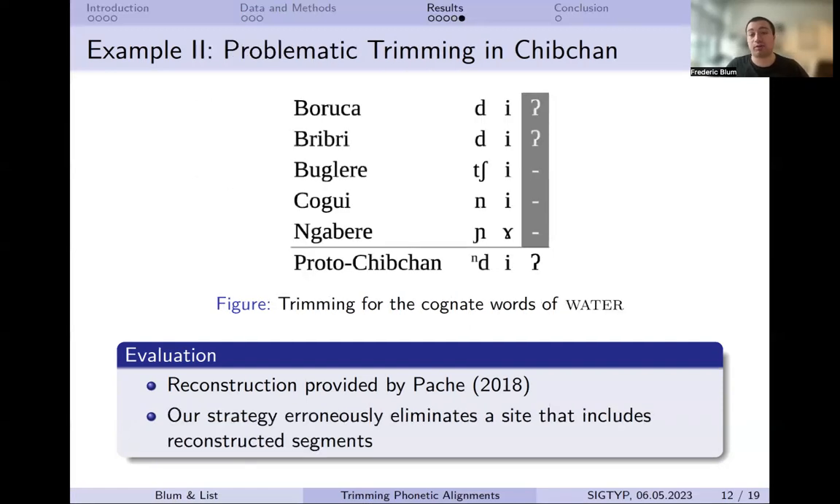However, there are also problematic cases, such as this slide, where we see that the third column with two glottal stops in Veruca and Bribri actually does get trimmed because there are more gaps than are defined in our threshold, but the glottal stop is actually reconstructed in the protoform. So this is a case where our trimming fails and where we need to improve our method.